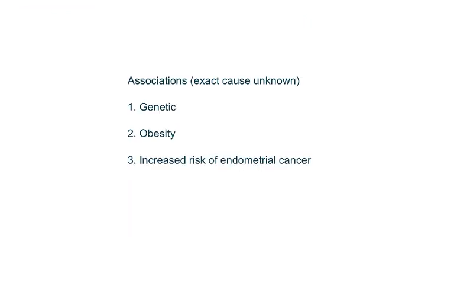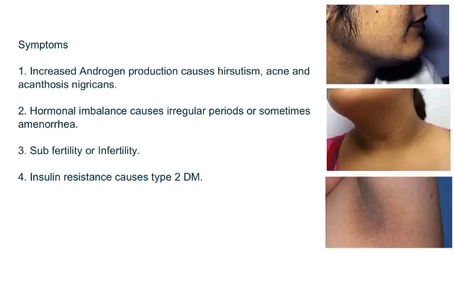PCOS is a very common disease in women. Around 1 in 10 women have PCOS, yet we are unable to find the exact cause of it. However, there are two important associated factors. Number one is genetic. Genes play a very important role in the pathophysiology of PCOS. If your mother has it, then you might have it too. The second is obesity, because in obese women there will be more adipose tissue, more fat, so the androgen will produce more estrone from it.